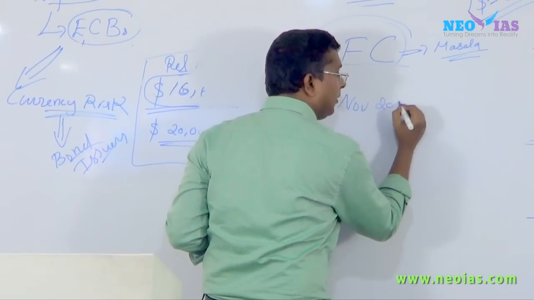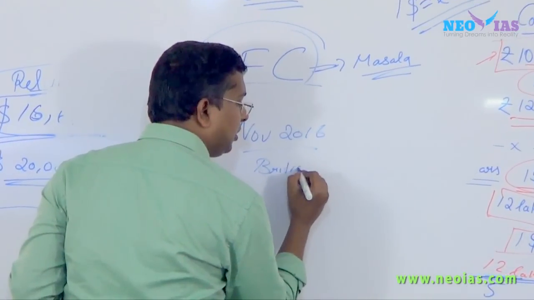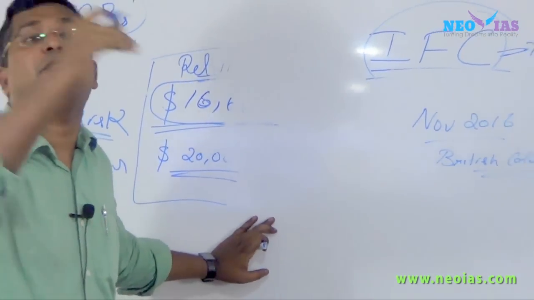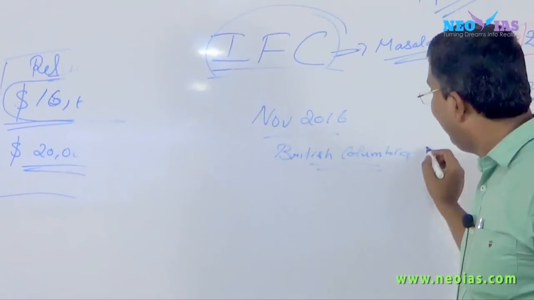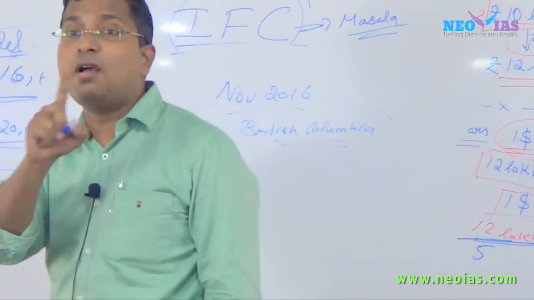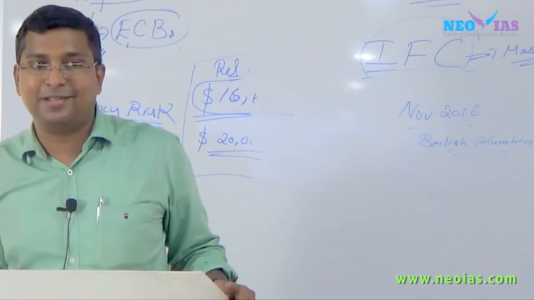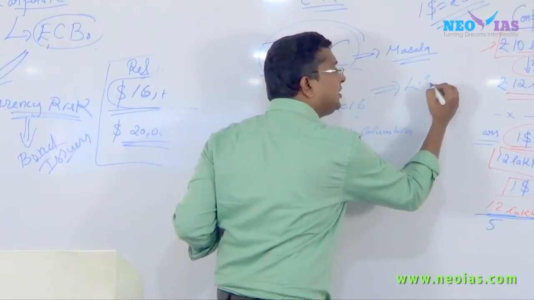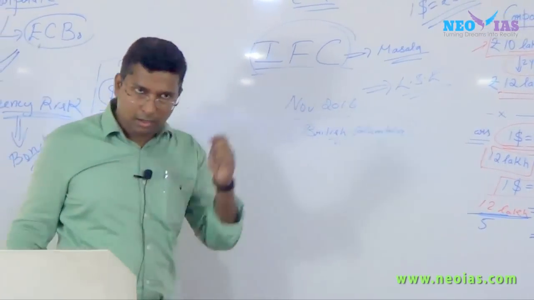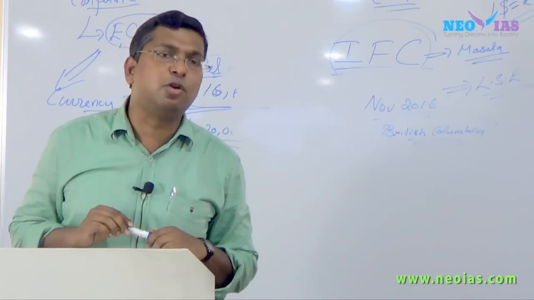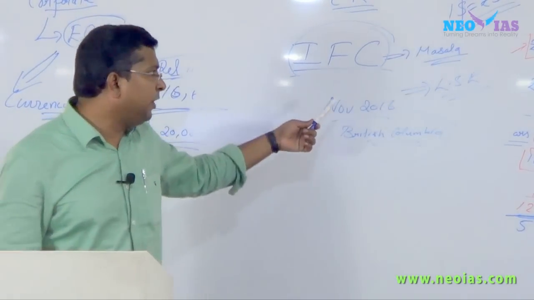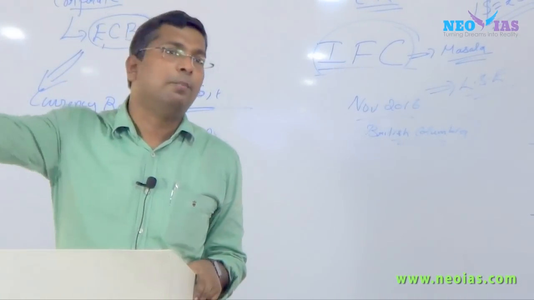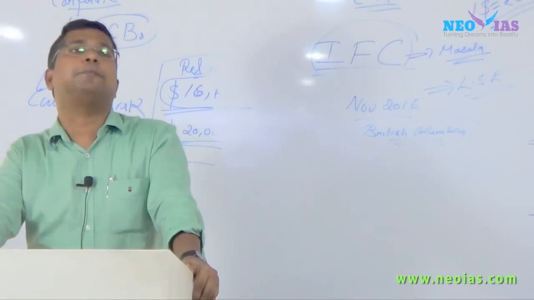In November 2016, British Columbia, a province of Canada, became the first foreign government entity to issue a Masala bond. All the Masala bonds are issued on the London Stock Exchange, which is now a favorite destination for rupee denominated bonds. Basically all these funds are raised for private sector infrastructure support.